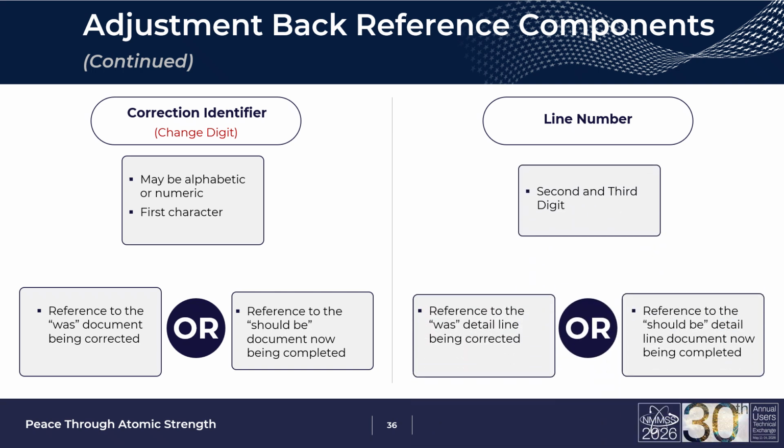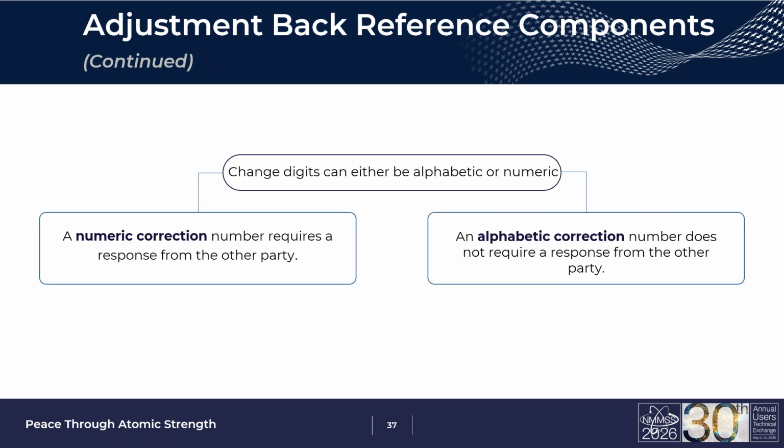The line number consists of the second and third digits of the back reference component, and that line number could either reference the was detail line being corrected or the should be detail line of the Form 741 document that is now being completed. Adjustment change digits can be either alphabetic or numeric. A numeric correction number on a DOE NRC Form 741 requires a response Form 741 from the other party involved in the shipment or receipt. An alphabetic correction number does not require a NEMIS Form 741 reporting response from the other party.